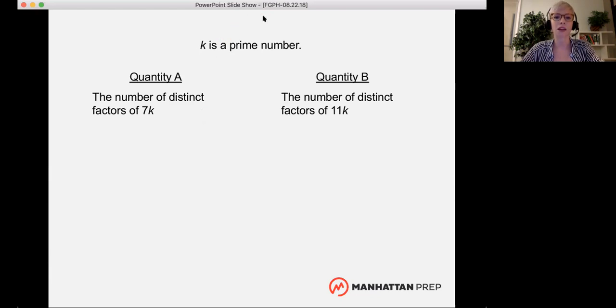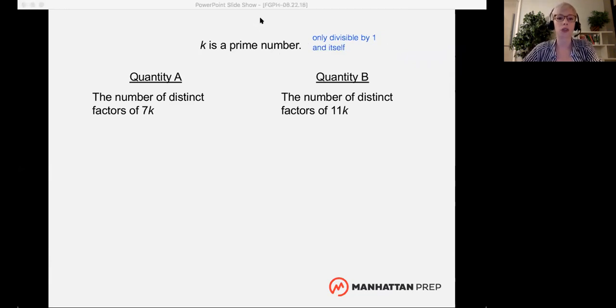We're given that K is a prime number. All right. So let's just start by defining this. What is a prime number? Someone give me the definition. Yeah, a prime number has only two factors. It's only divisible by 1 and itself. So that's what we need to know about primes. So K is some number divisible only by 1 and itself.